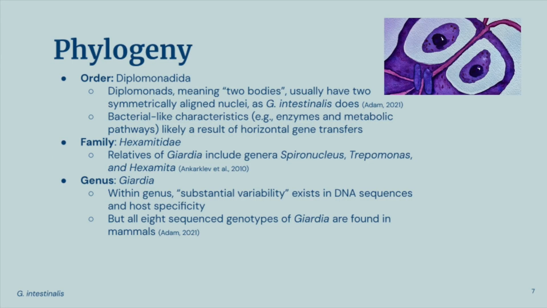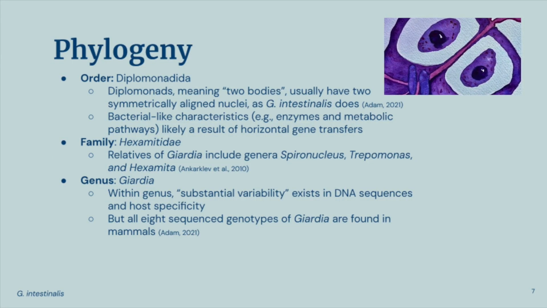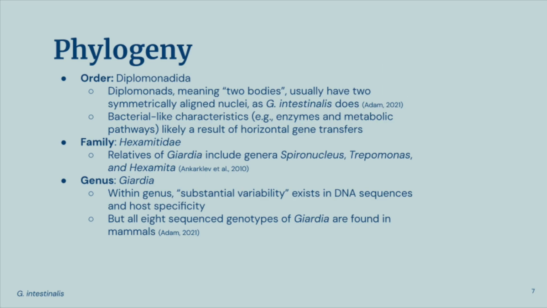Alrighty, on to phylogeny. Giardia intestinalis is in the order Diplomonadida, whose members tend to have 2 nuclei and bacterial-like characteristics, probably as a result of horizontal gene transfer. It's in the family Hexamitidae and the genus Giardia, which has 8 different sequence genotypes, but all are found in mammals and are host adapted.